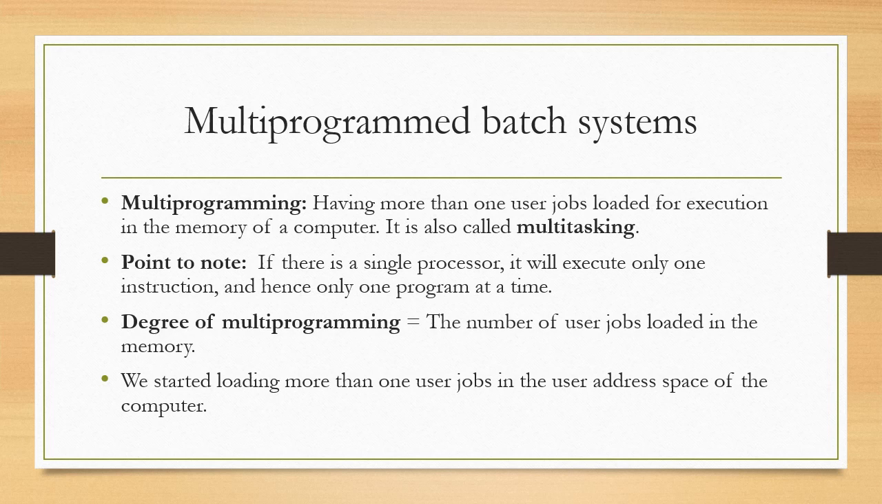What we need to note is that if there is a single processor, it will execute only one instruction and hence only one program at a time. The next thing that we define is the degree of multiprogramming, and this is the number of user jobs that are loaded in the memory at a particular instant. So what we did here in this third kind of system is that we started loading more than one user job in the user address space of the computer.